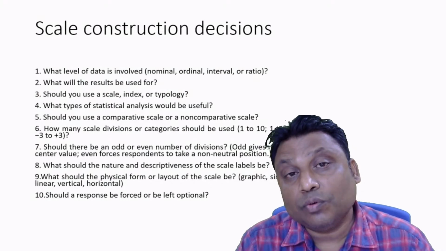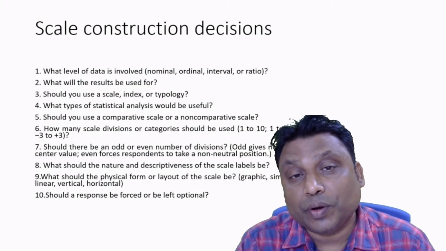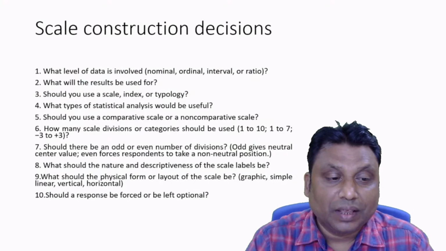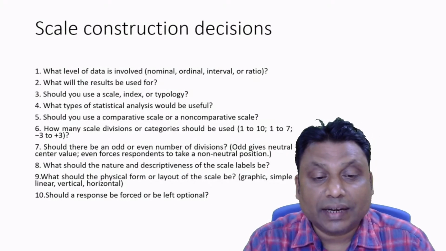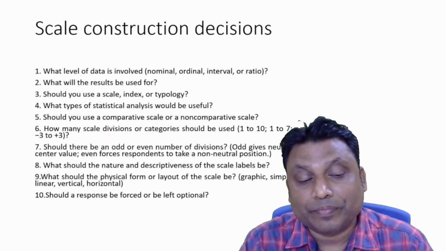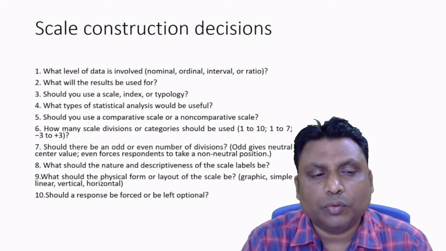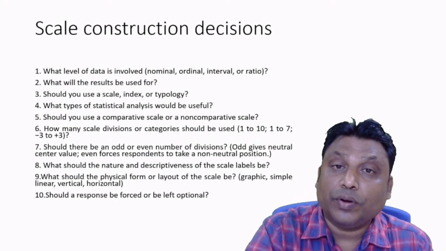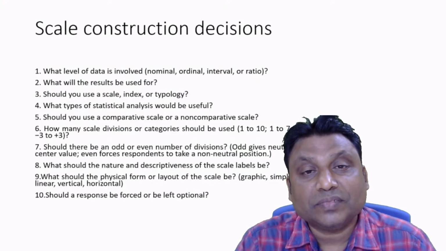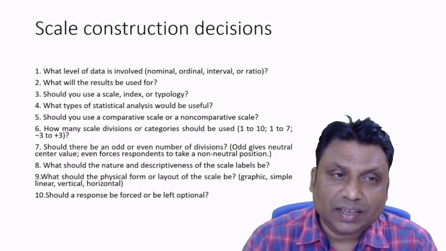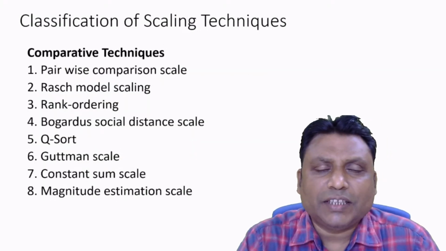But in interval cases, you have to take the neutral, because the neutral is very, very important; next you have to take positive or negative. What should be the nature and descriptiveness of the scale level? What should be the physical form or layout of the scale? Graphic, simple, linear, vertical, horizontal. Should the response be forced? Sometimes this is the nature of research work. These are the decisions you have to take before deciding on your data collection and analysis. Now we have to classify the scaling techniques.